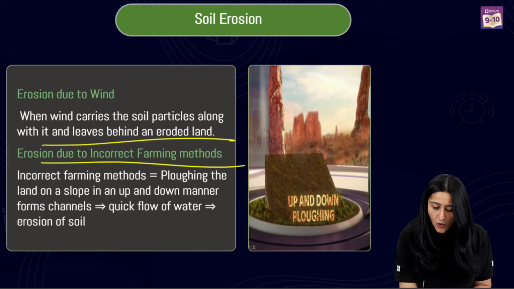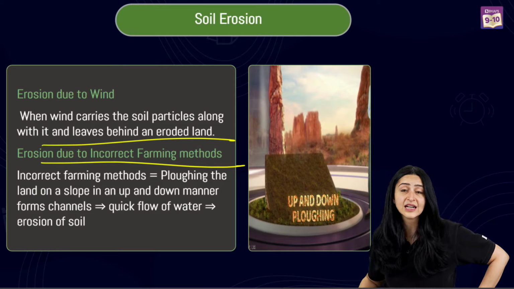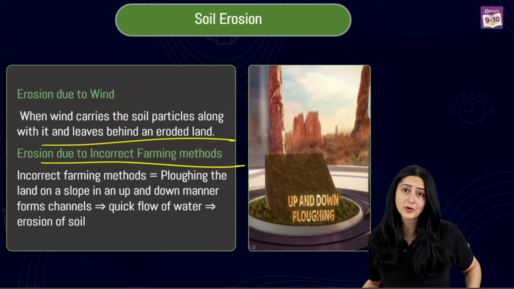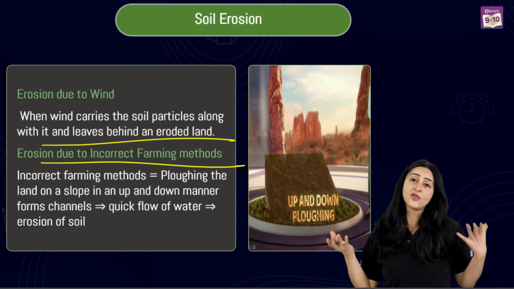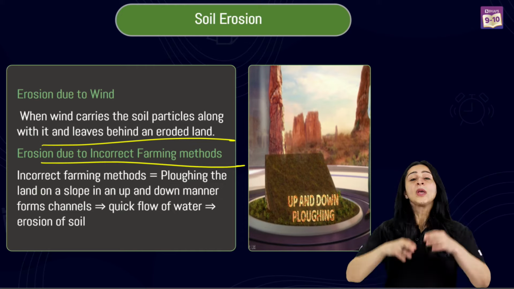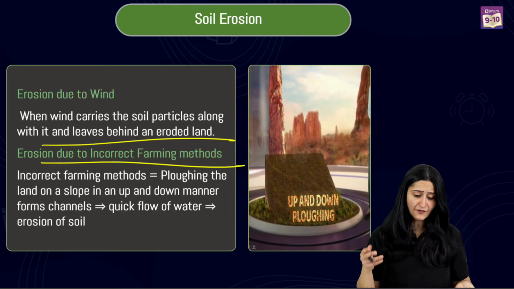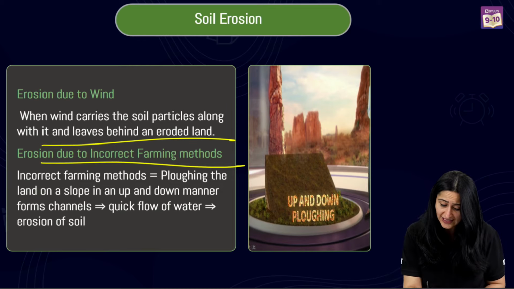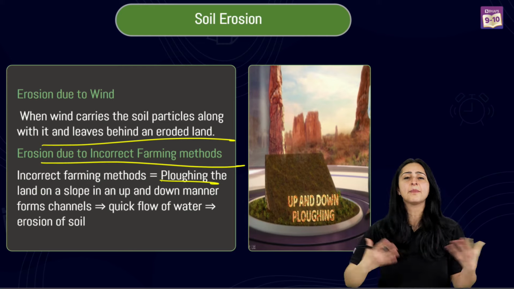Right? Then we have, let me underline this properly for you, erosion due to incorrect methods of farming. Now this is a human factor that we are going to be talking about. We know that farming is very important. Soil is very important. We are practicing agriculture on that land. Now, when we are practicing agriculture, a very important part of the agricultural process is plowing. We know it basically means loosening up the soil.